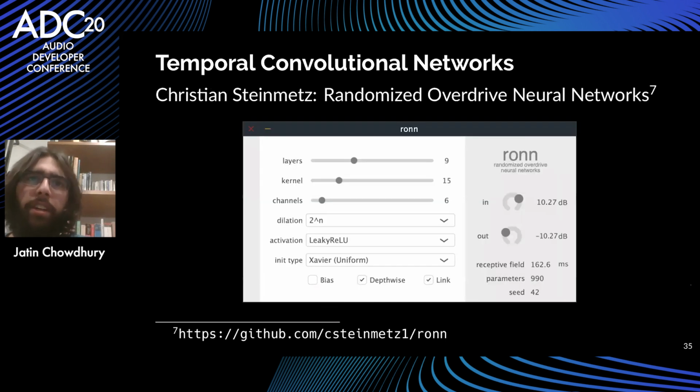Another cool plugin was developed by Christian Steinmetz. He essentially constructed a temporal convolutional network, but instead of training it for modeling some specific circuit, he just uses randomized weights. And you can actually use this for some really neat and interesting distortion effects and things like that. So definitely a cool plugin to check out.